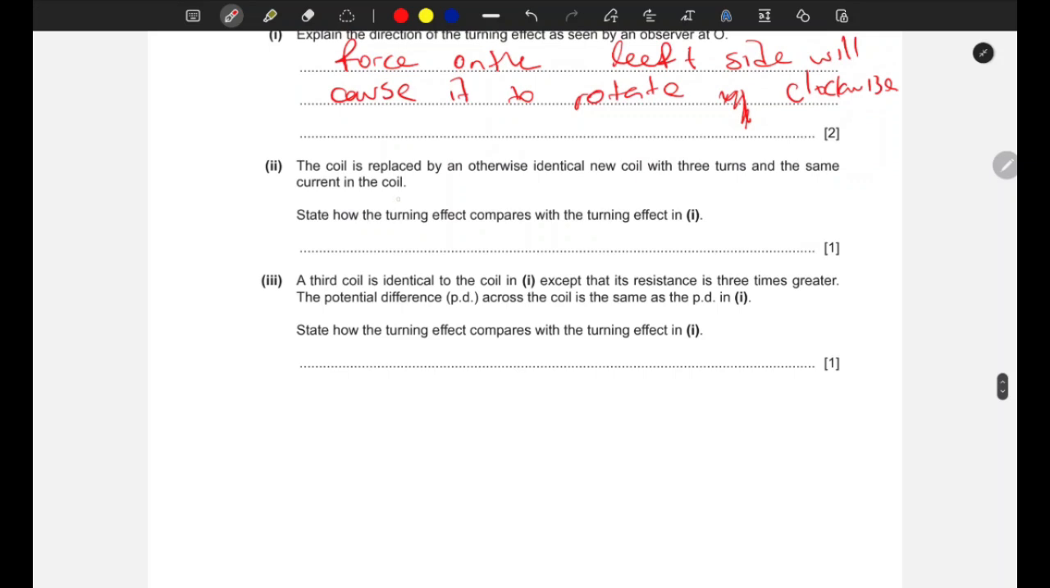Part 2. The coil is replaced by an otherwise identical new coil with 3 turns and the same current in the coil. So the same current in the coil and with 3 turns instead of 1. Show how the turning effect compares. If we have a greater number of turns, there's going to be a greater turning effect. So it would be greater.